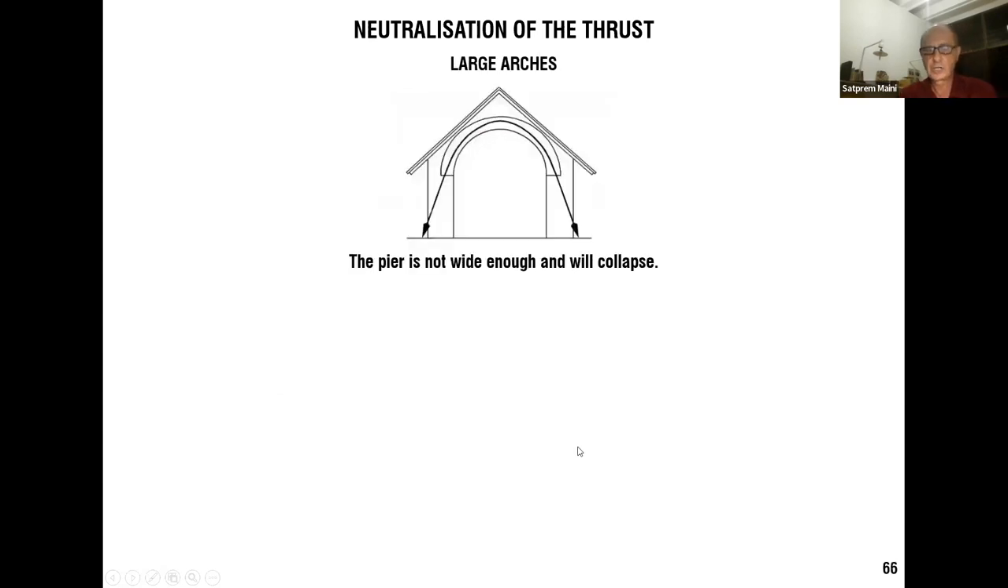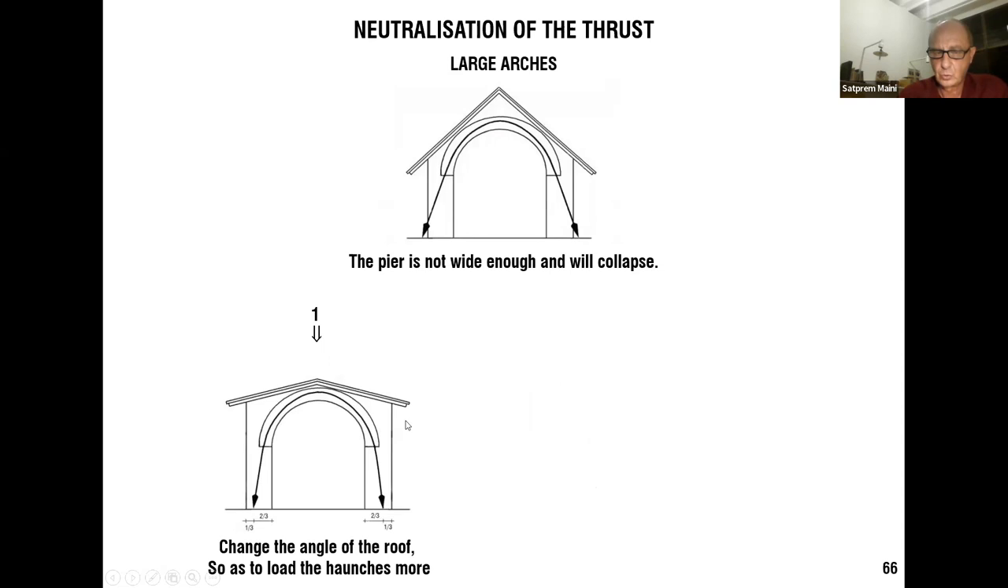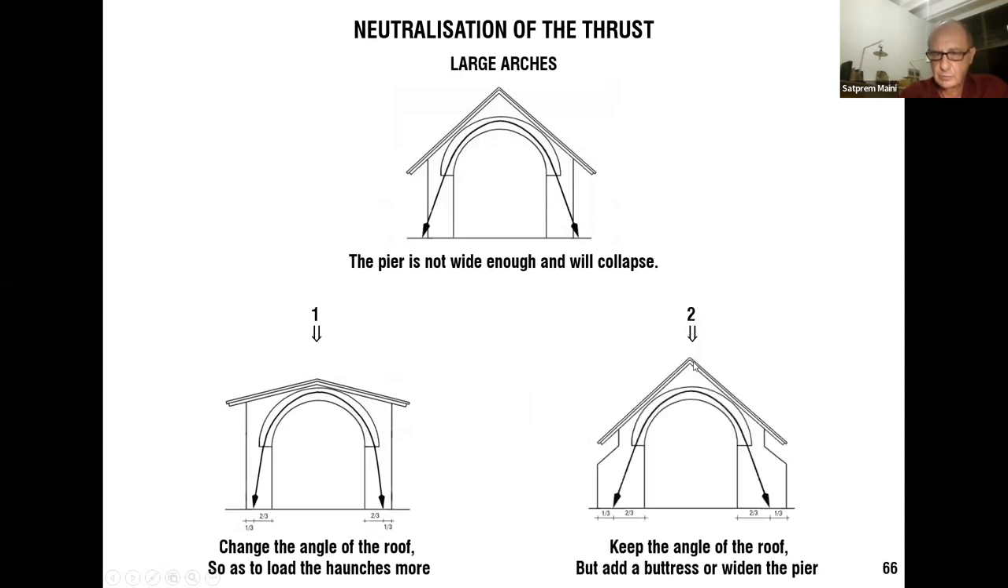You now have a large arch, which has here the case of the line of thrust coming out of the pier. It will collapse. Solution one, you change the roof, because if I remove this roof, I remove the weight here. That means the force will be more vertical, and also I put this weight here, which brings the force more vertical. So solution one or solution two, keep the same shape for the roof, but widen the buttress behind.